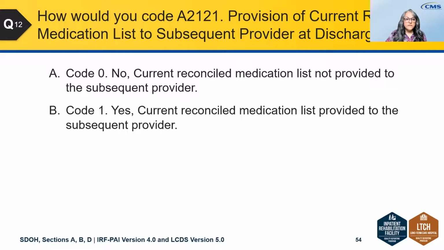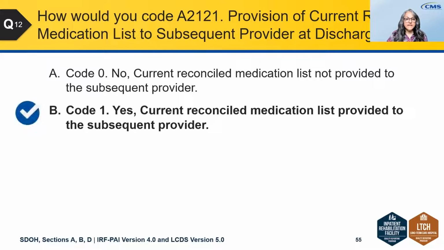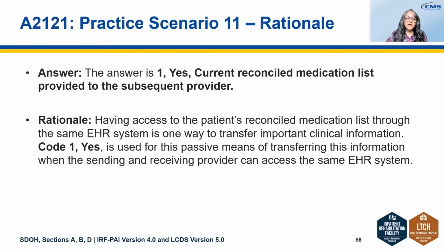Okay, let's move on to the answer slide and end the poll. Okay, 96% got this correct. The answer is response code B. Code 1, yes, current reconciled medication list provided to the subsequent provider. And the rationale is that having access to the patient's reconciled medication list through the same EHR system is one way to transfer important clinical information. Code 1, yes, is used for this passive means of transferring this information when sending and receiving provider can access the same EHR system.